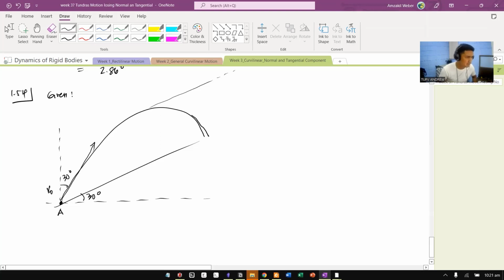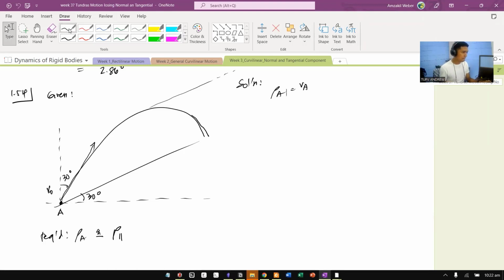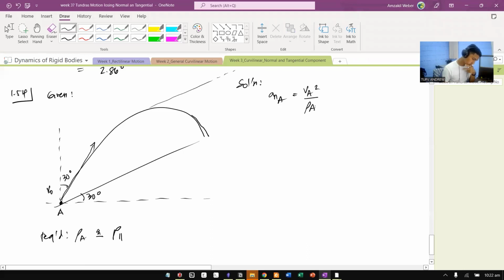All right. So how do we go about this problem? First, letter A: the radius of curvature at A. So the solution: the normal acceleration at A is V_A squared over the radius at A. So we need to find the normal acceleration, and the velocity is given, 36.6.